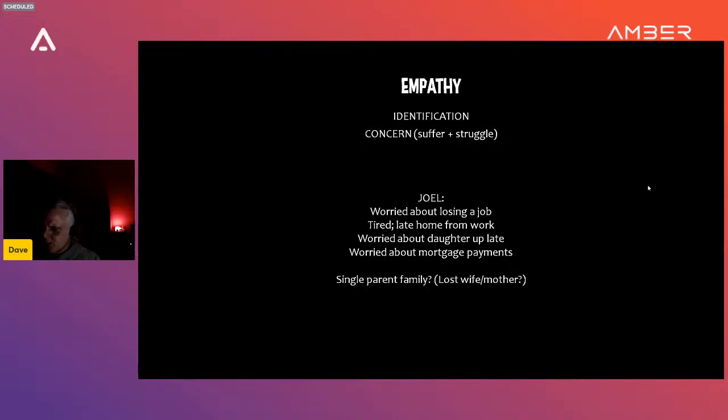I don't know about you guys, when I first went into this, one of the questions I was asking myself is, what happened to the mother, the wife? Is she still around, or did something awful happen to her? So I kind of factored that into the concern as well.